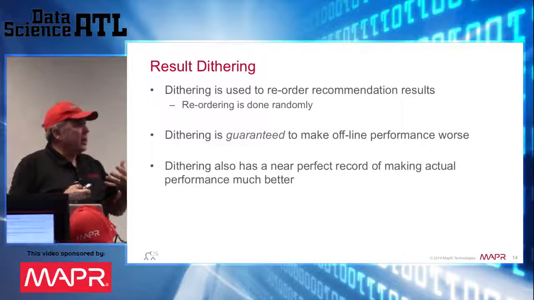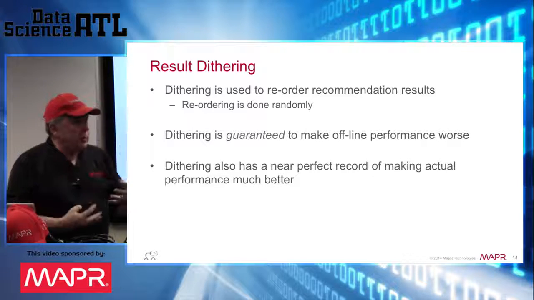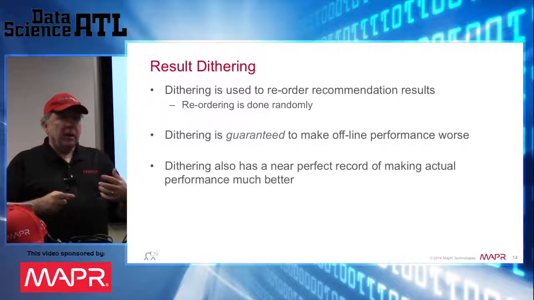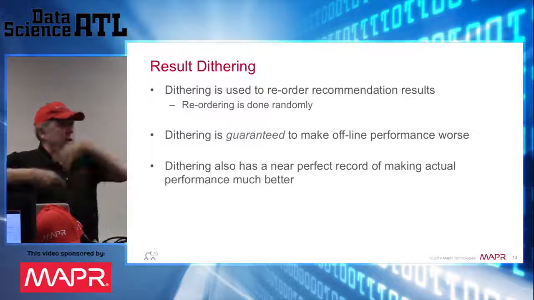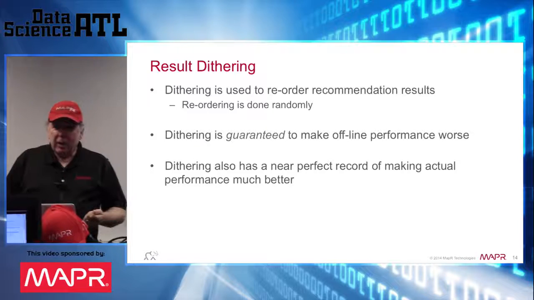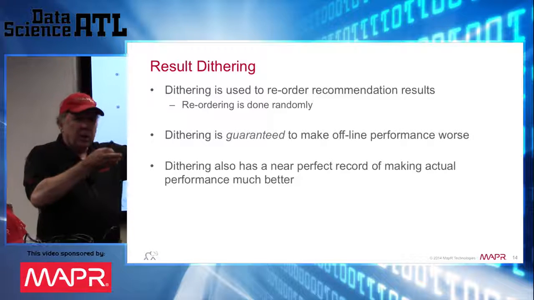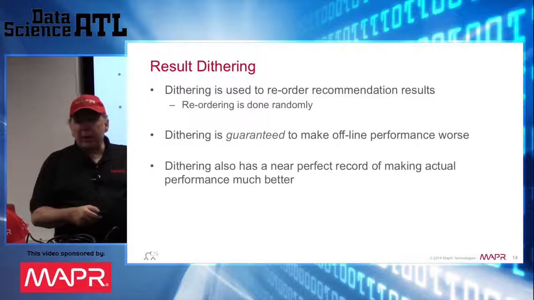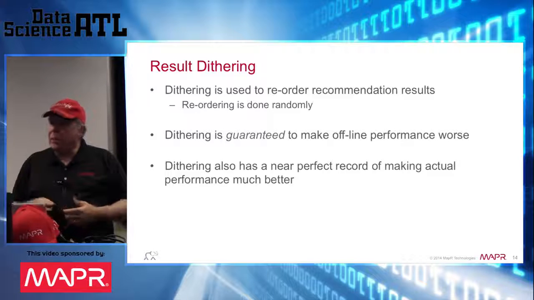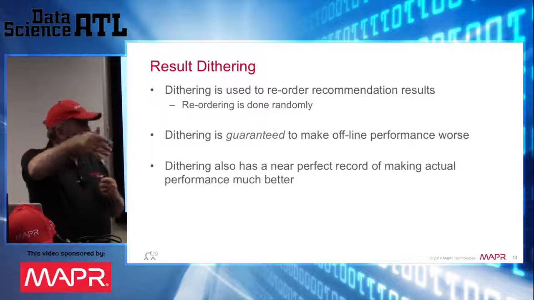Dithering is randomly reordering the results. Now this is counterintuitive. We just built a recommendation engine that's doing as well as it can to put things in the right order. And now we say that the best thing we can do is to change that order randomly, just kind of stir things up. Well, in fact, that's guaranteed to make an offline evaluation of the recommendation engine give worse results. But it's almost guaranteed, I mean, it's only empirically, in my experience, guaranteed to give you a very large improvement in actual performance. And it's this today versus tomorrow sort of issue.